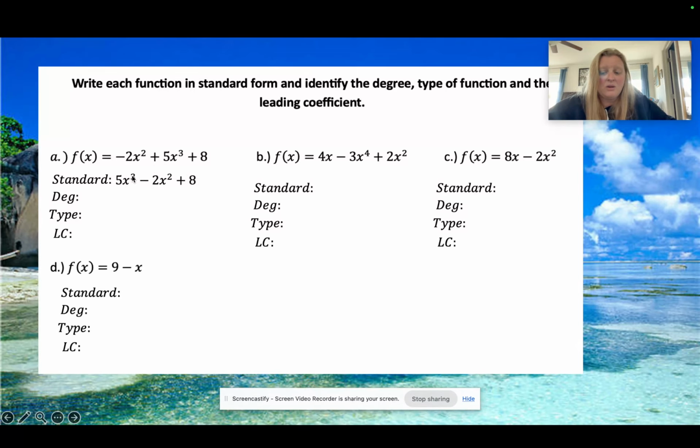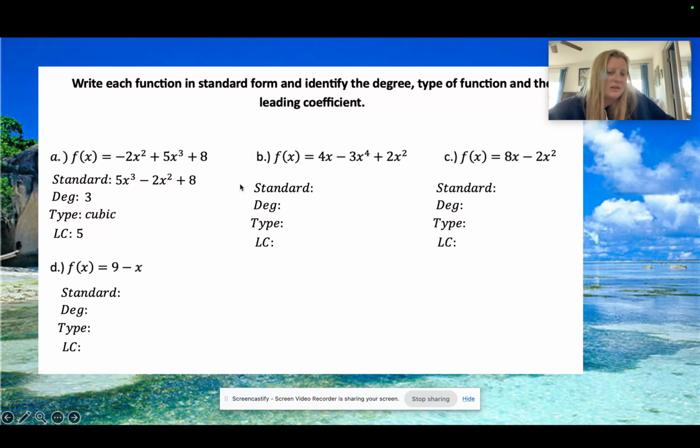And then my degree would be 3 because that is the largest exponent. And we talked about in our chart, if it's degree 3, it's called a cubic function. And because it's in order, all I have to do is look at the front for the leading coefficient, and that is 5.